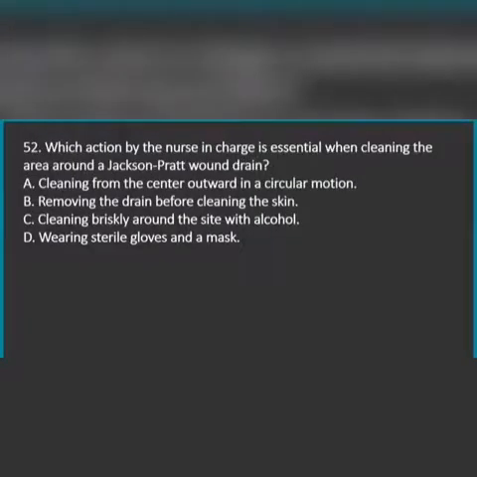Question 52. Which action by the nurse in charge is essential when cleaning the area around a Jackson-Pratt wound drain? A.